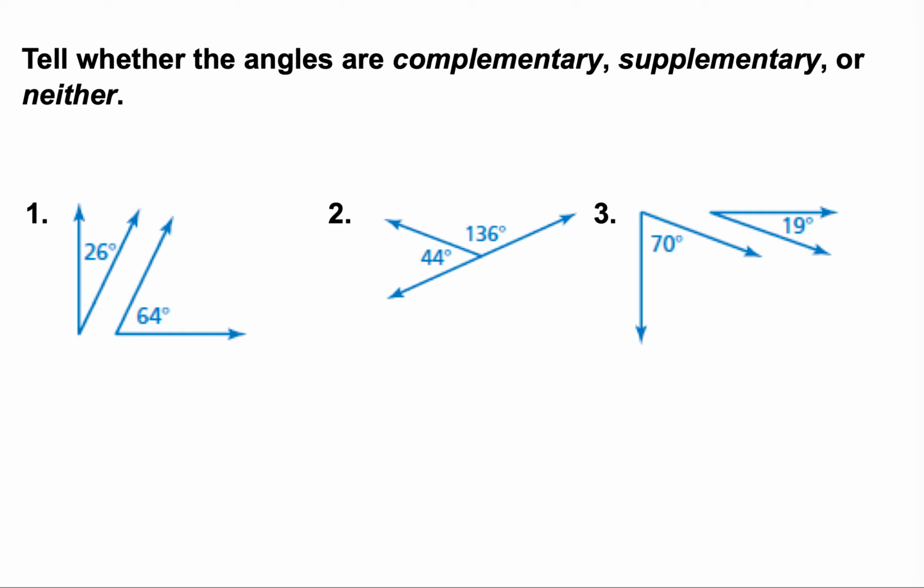Okay, go ahead and pause the video and try these three on your own. Okay, let's check our answers. Number one, we're going to add 26 plus 64. And then 26 plus 64 is going to give us a total of 90 degrees. So these are going to be complementary angles.